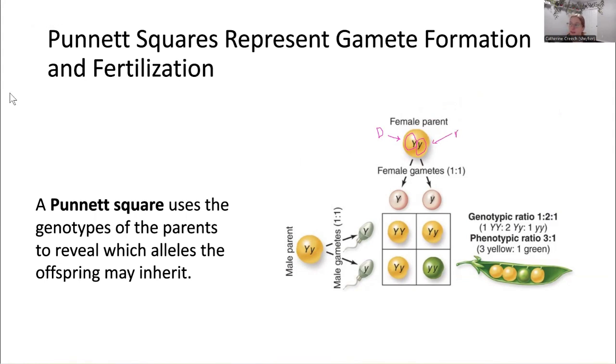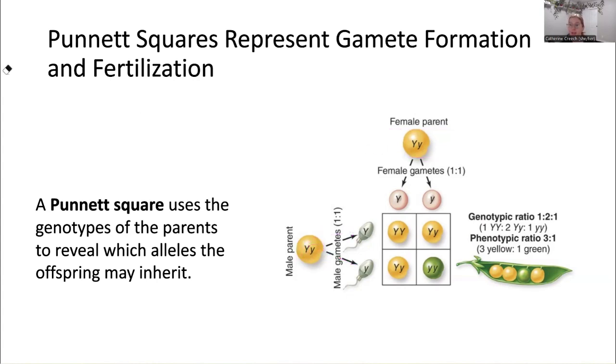So if this organism has both a capital and a lowercase, I know that this organism is heterozygous. Hetero being different, it has 2 different alleles. The same is going to be true for my male parent. It is a heterozygous plant. That means that when these plants produce gametes, they can put one of those alleles into one gamete and the other allele into the other gamete. They can pass on either allele that they have to their offspring.